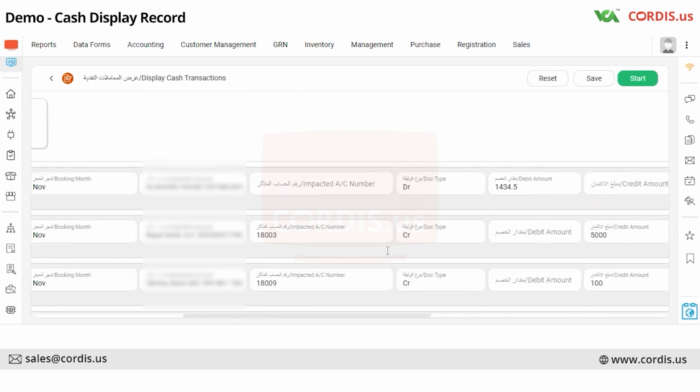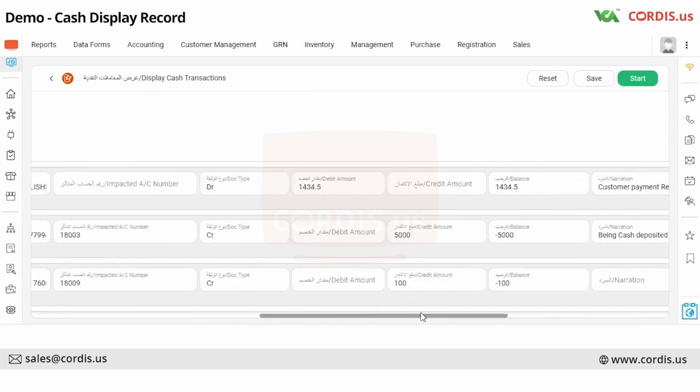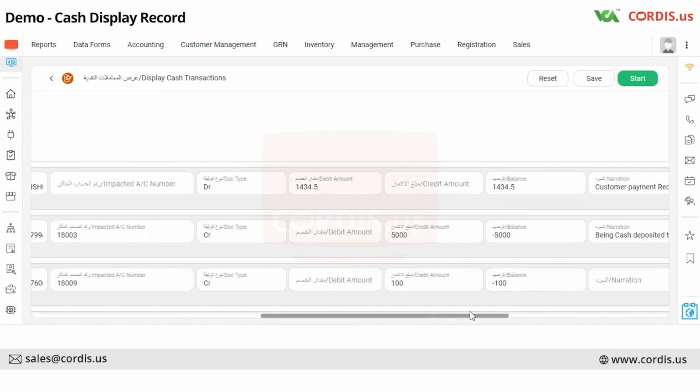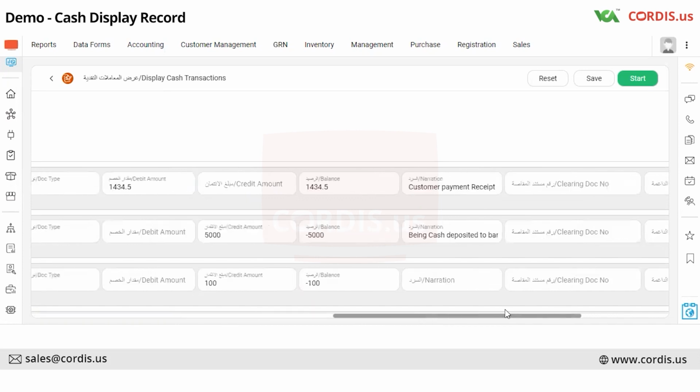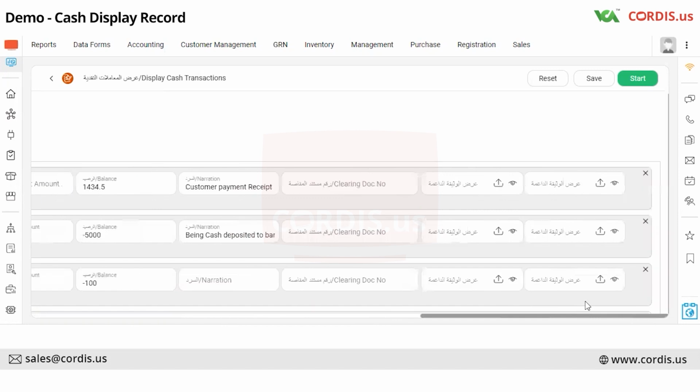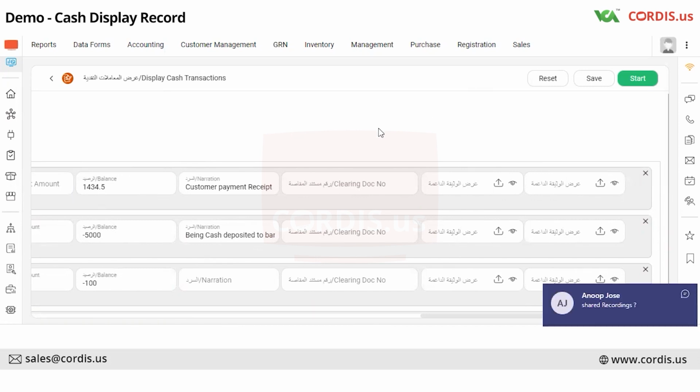document type, debit amount, credit amount, balance, narration, clearing document, uploading documents, everything. You can see here all the transactions of cash transactions. That's it about this process.